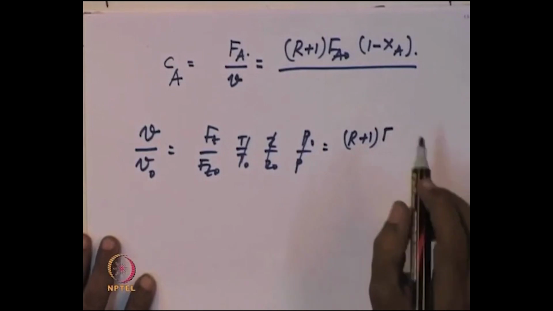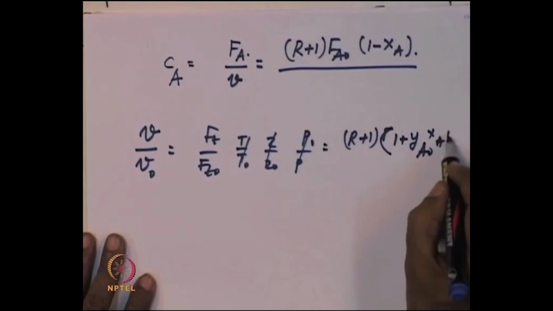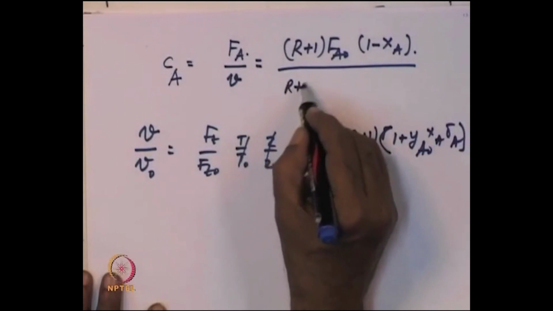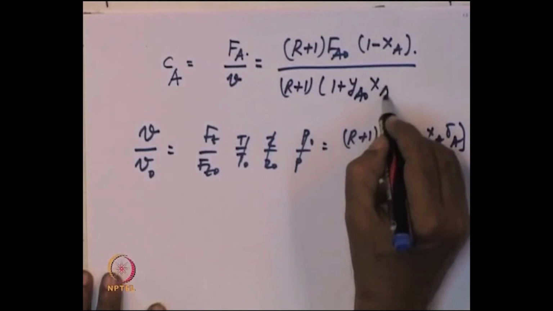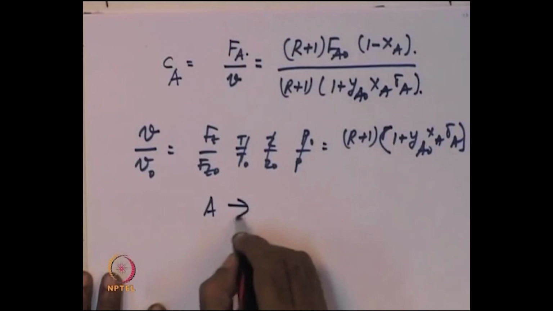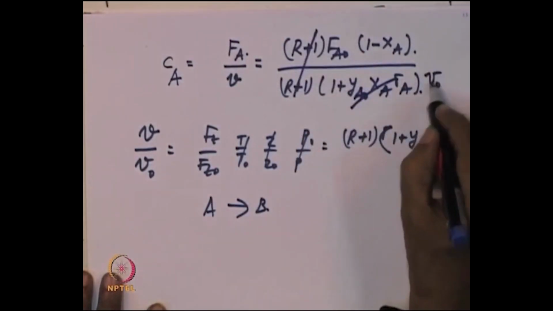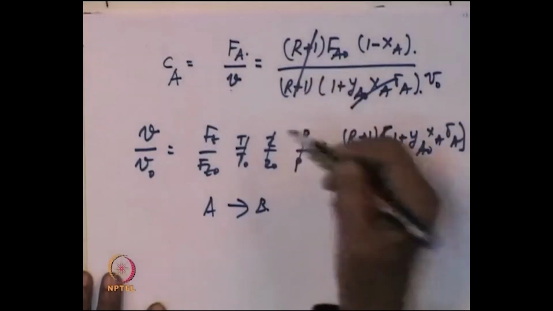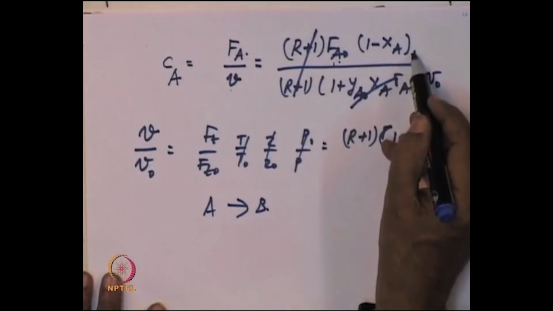What did we show here? R plus 1 into 1 plus yA0 xA times delta A. We have shown just now, if you recall. That means, in the denominator you will have this term, R plus 1 times 1 plus yA0 xA times delta A. Now, I have taken the instance of A going to products, therefore all these are not there, this cancels off, therefore it becomes CA0 times 1 minus xA. V becomes V0 times this, R plus 1 cancels off, this becomes 1, therefore it becomes CA0 times 1 minus xA.